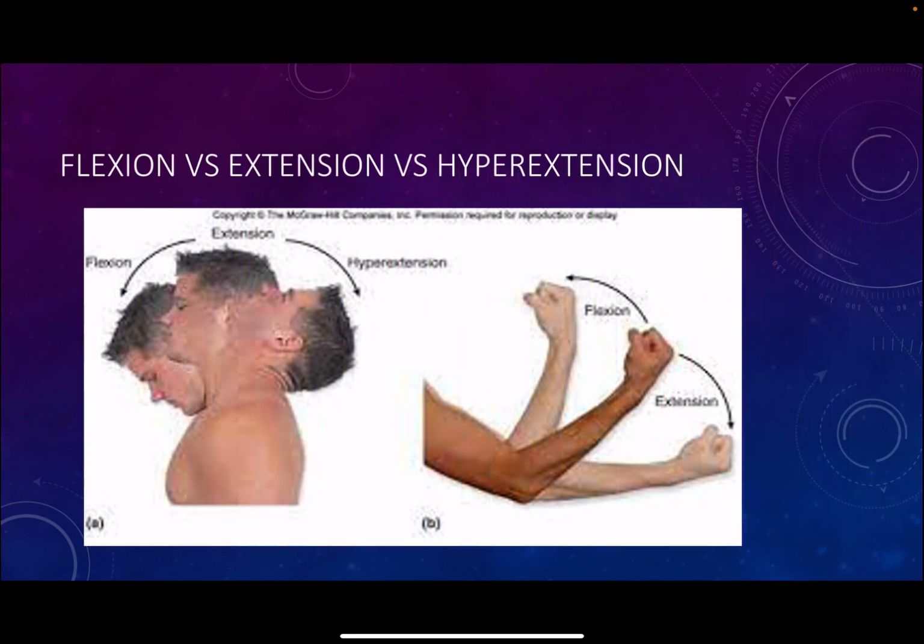Flexion versus extension versus hyperextension. Flexion bends the body part at the joint so the angle between them decreases as the parts become closer. Extension increases the angle and moves the body part further away. An example of this is straightening your knee. Hyperextension extends the part at the joint beyond the anatomical position.